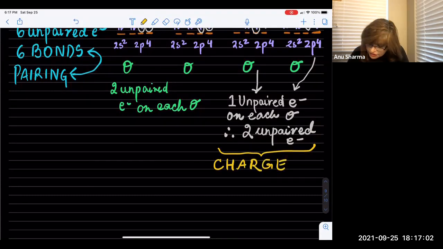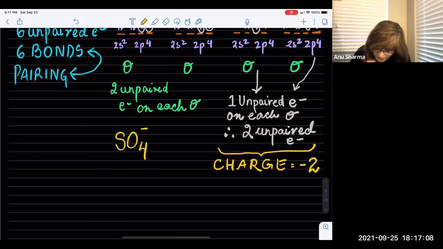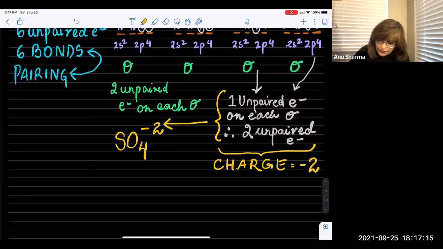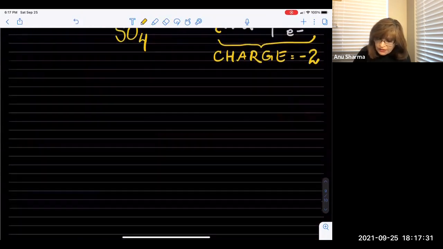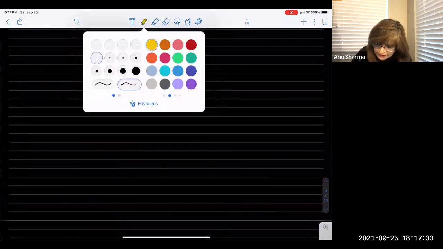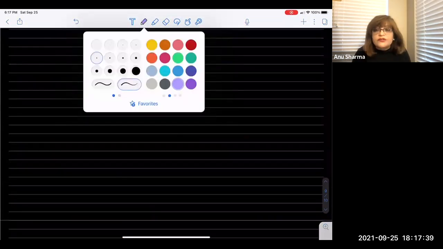So the charge of -2 on sulfate, SO4, is coming from these. That is what it is. Now let's look at these bonds. This is a double bond, so these are two single bonds, and then one single bond each. Remember that anytime two electrons are overlapping, there will always be a single bond, and two single bonds make a double bond.